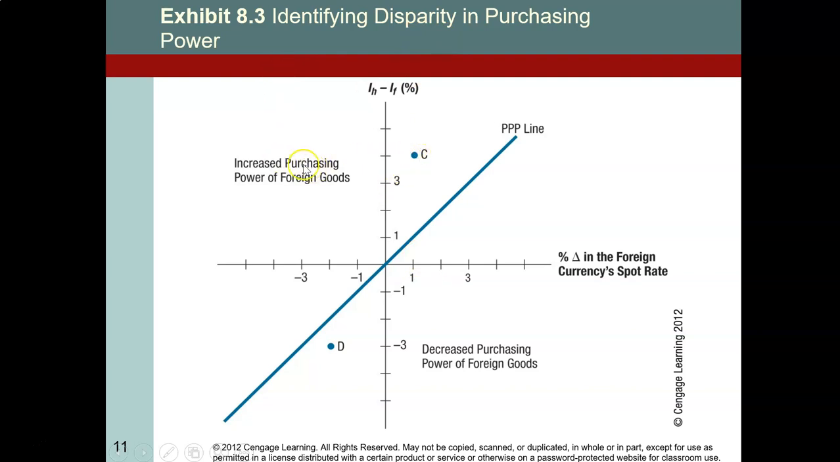Okay, and any point above the line actually gives us an increased purchasing power of foreign goods. When home inflation rate is much higher than the foreign inflation rate, but the foreign currency spot rate increases by much less, then there's an increased purchasing power of foreign goods.